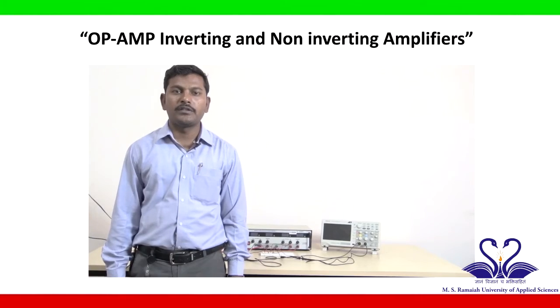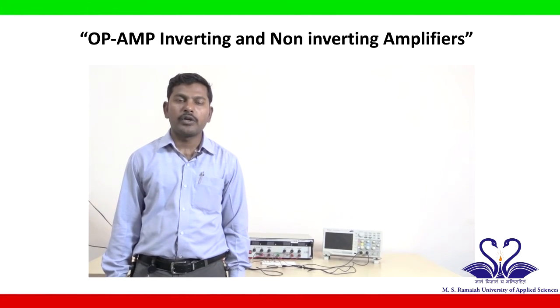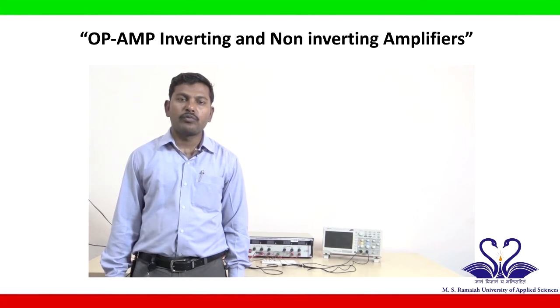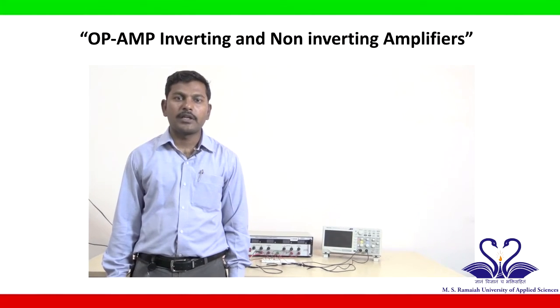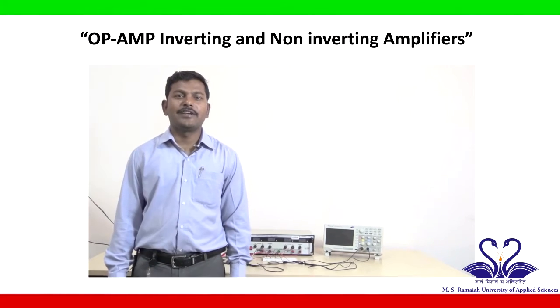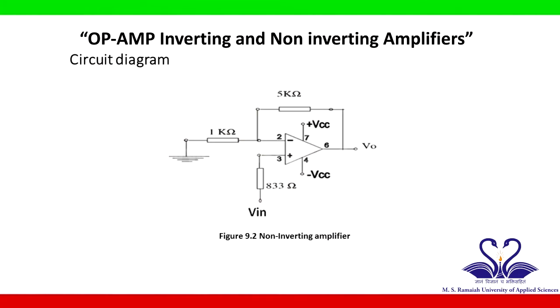Now we have finished the circuit connection of the op-amp based inverting amplifier, and also we have noted the input voltage and output voltage in the given tabular column. Based on these readings, we will do the calculation for the practical gain and theoretical gain. Let us start the circuit connection of the op-amp based non-inverting amplifier based on the given circuit diagram.